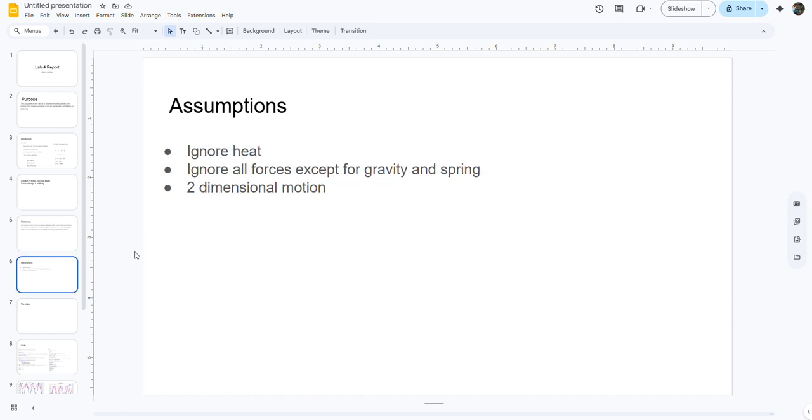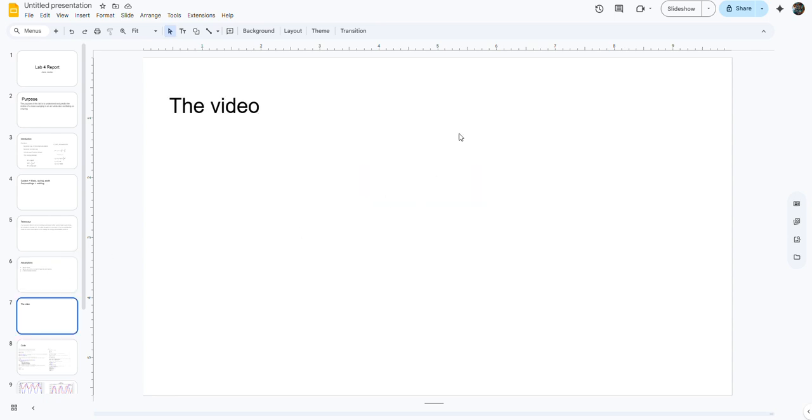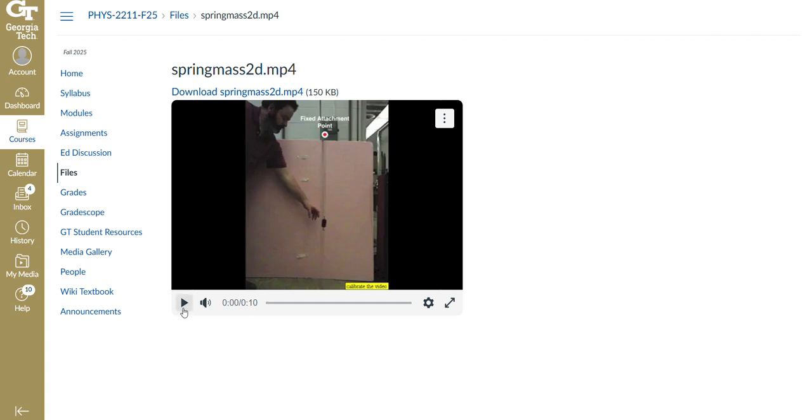So here are the assumptions we made. We ignored heat, and ignored all forces except for gravity and spring, so like drag and things like that. And also, it's just two-dimensional motion. So here is the video that we analyzed. Spring oscillating back and forth.